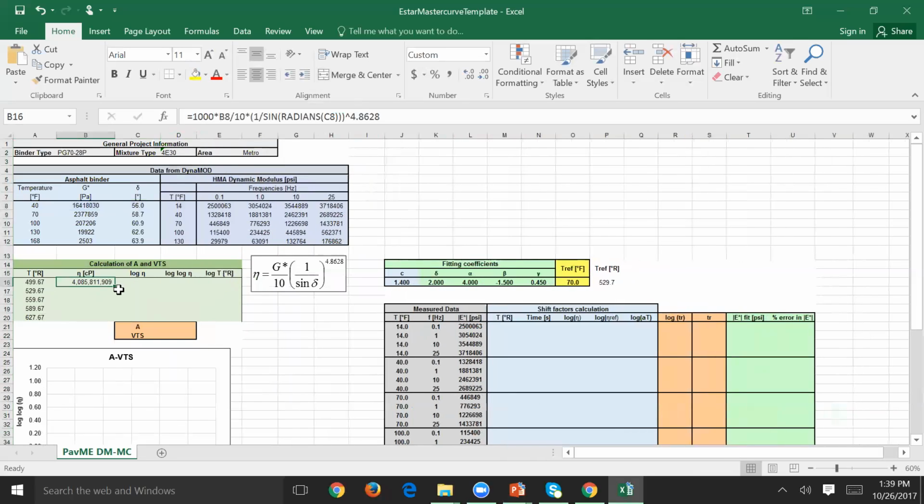Okay, how many of you did this? Only 2? How many of you did not do this? Okay, let's wait for a few seconds. Here you can see the equation 1000 times B8 divided by 10. B8 is the G star times 1 over sine radians C8 to the power of this.